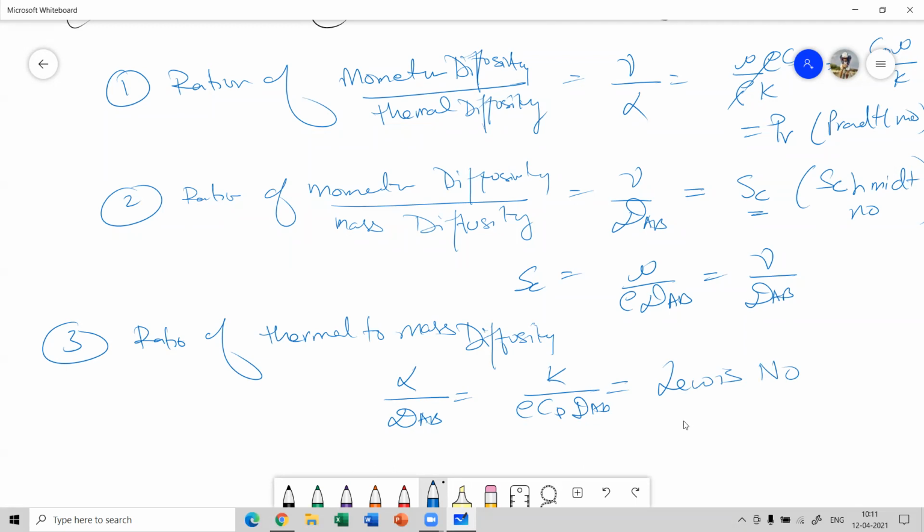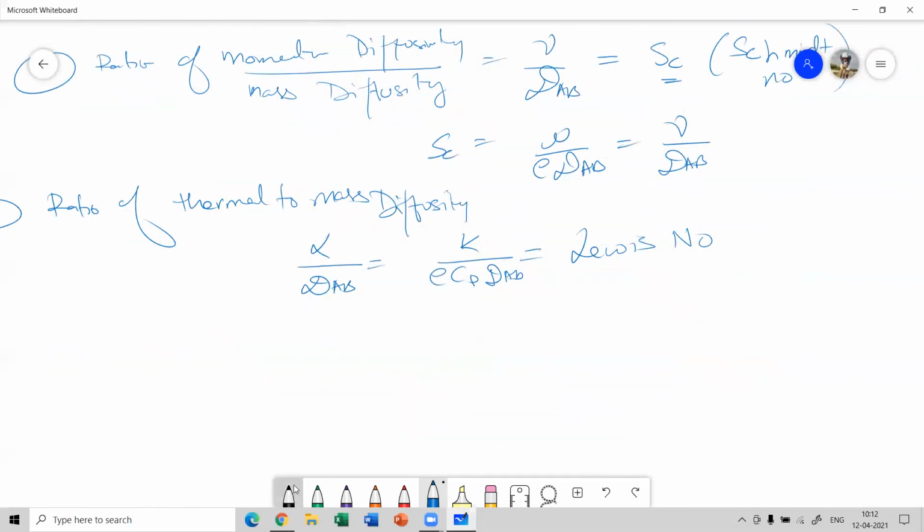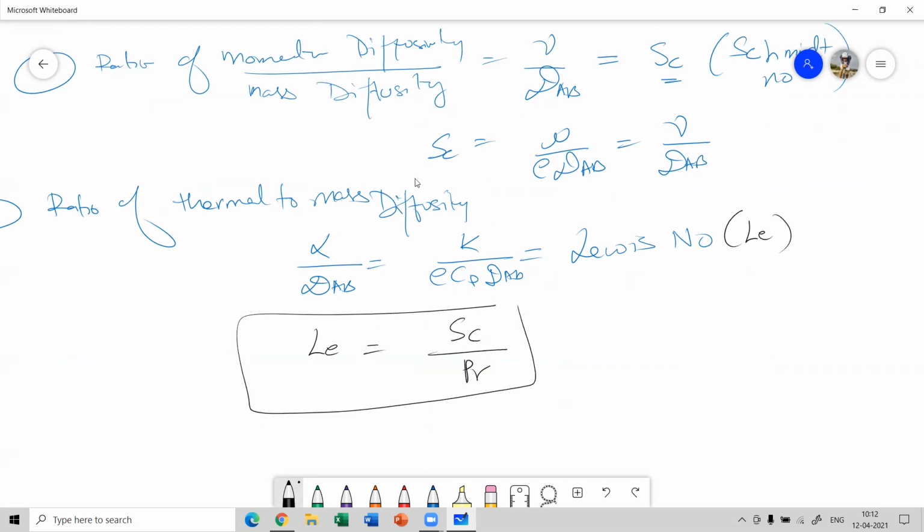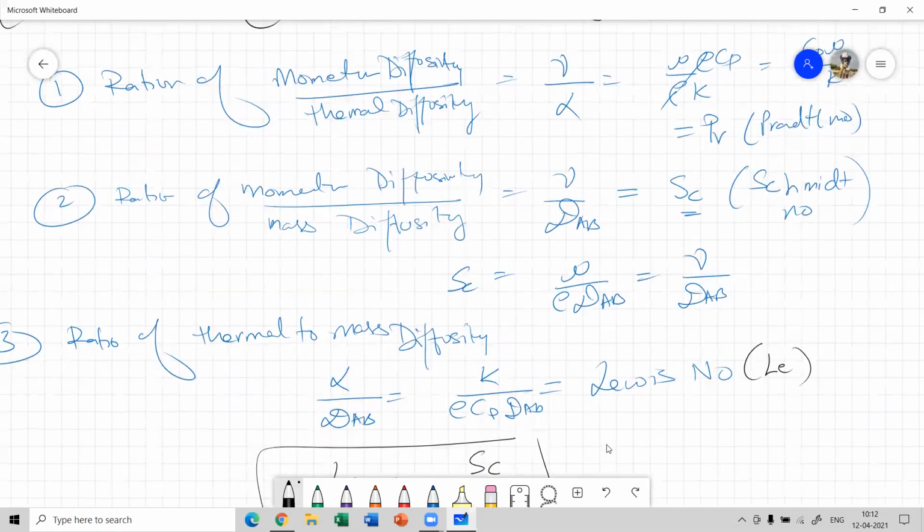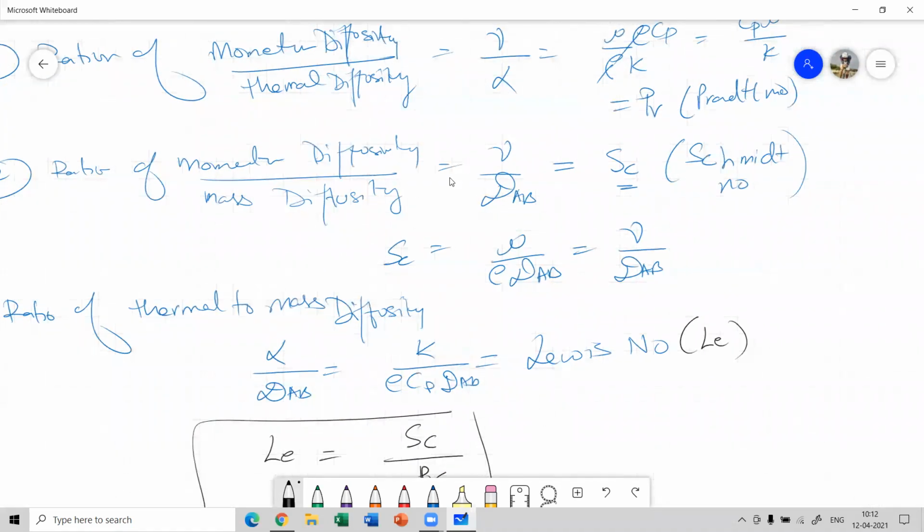You can also write the Lewis number as Le. So Lewis number is nothing but the ratio of your Schmidt number to Prandtl number. So all these are the important dimensionless terms which you should remember.